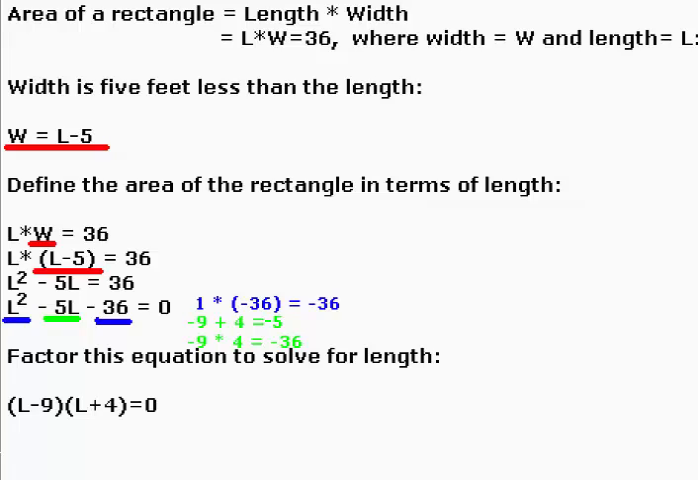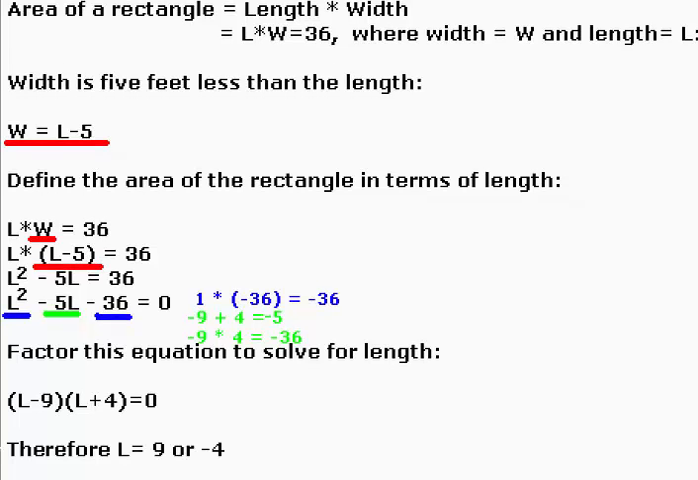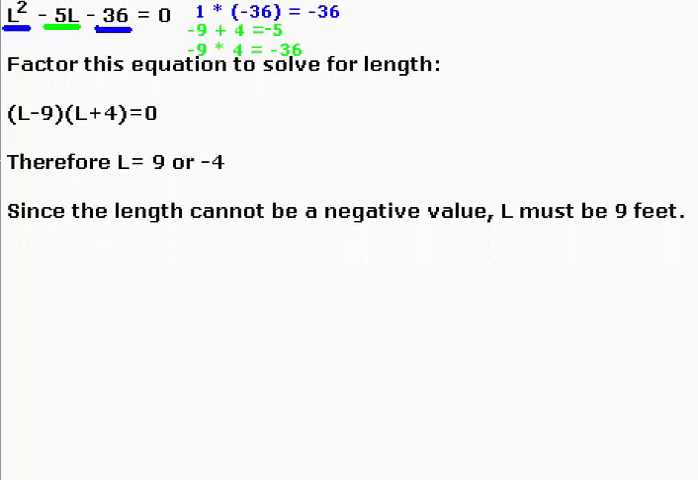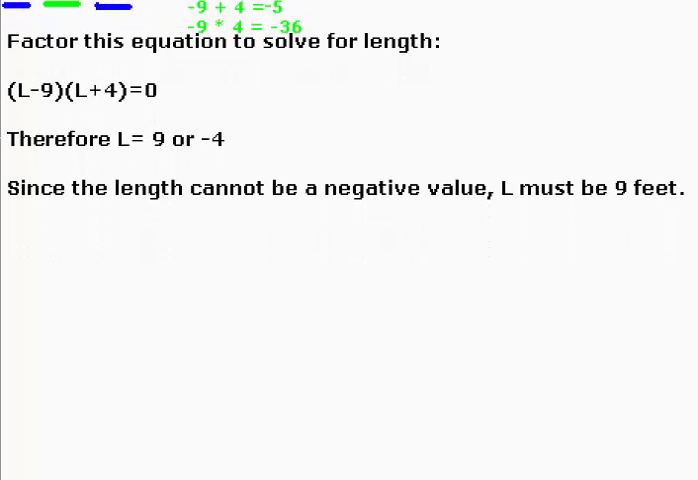That is, (L minus 9) multiplied by (L plus 4) should be equal to 0. During an exam, you may want to multiply this out just to reassure yourself that it does equal L squared minus 5L minus 36 equals 0. Once you're sure that this factored equation equals our original quadratic equation, then you can be sure that L is equal to either 9 or negative 4. However, since the length cannot be a negative number, the length of the rectangle must be 9 feet.